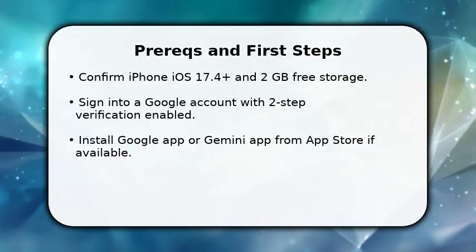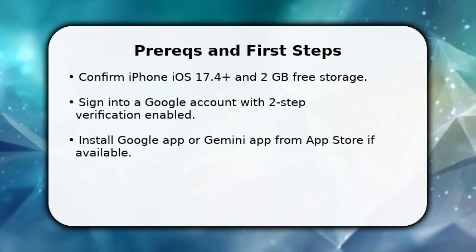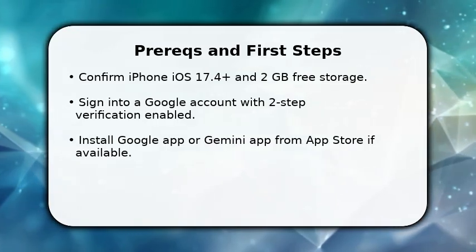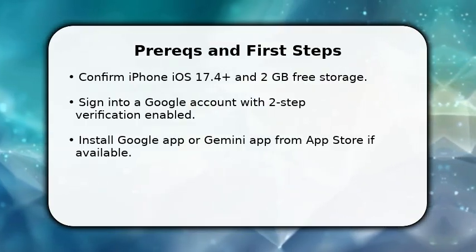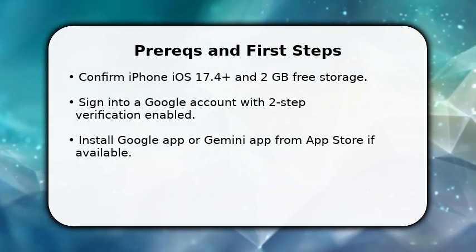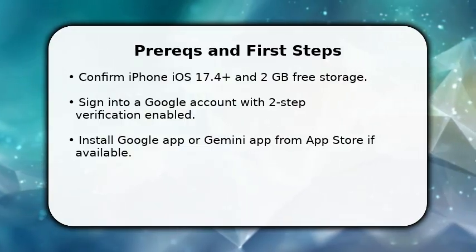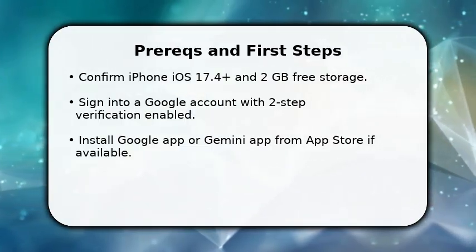You start by verifying your iPhone meets requirements: iOS 17.4 or newer and at least 2 GB free. This prevents install failures. Next, sign into the Google account you'll use and enable two-step verification so you can access beta features and linked apps.